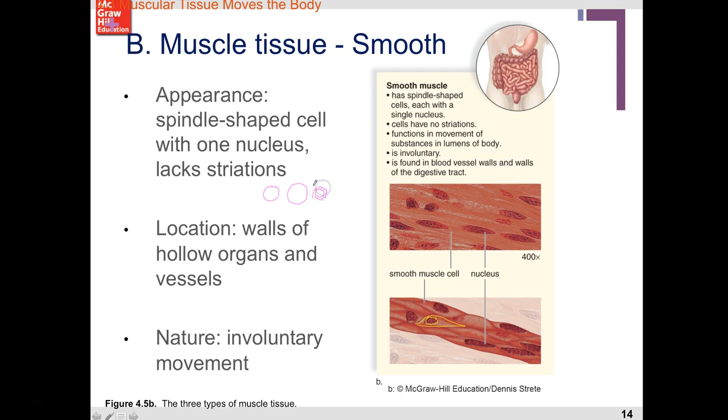Okay, my muscle fibers look kind of funky around there, but you get the idea. And this is going to be involuntary movement, meaning we don't have conscious control over this. So you can't eat a hamburger and think, okay, intestines, get to work, contract, digest this food for me.